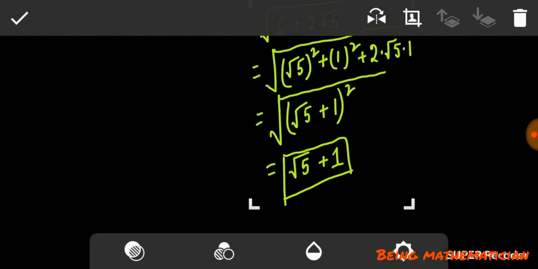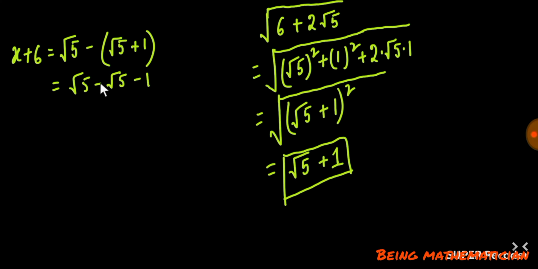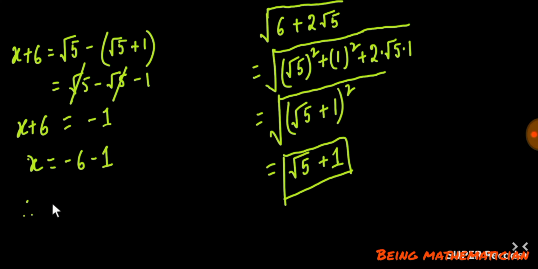Now, back to our problem. The problem is x plus 6 plus root 5 minus the part which I calculated and got root 5 plus 1. So root 5 minus root 5 minus 1, that is minus 1. So x plus 6 equals minus 1. So x equals minus 6 minus 1. Therefore, x equals minus 7.